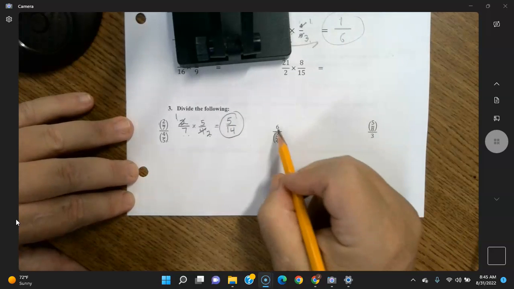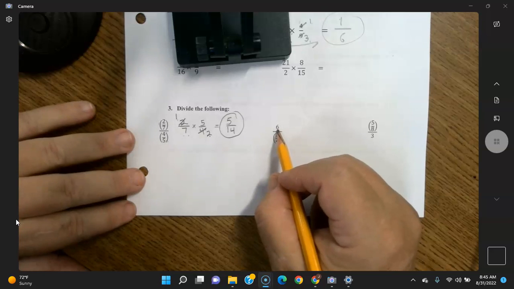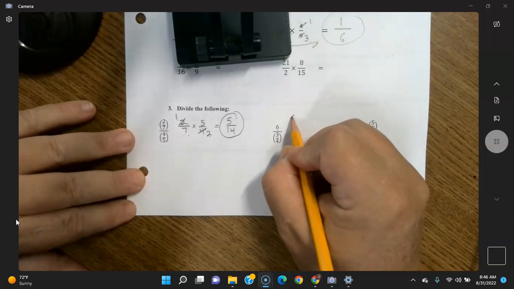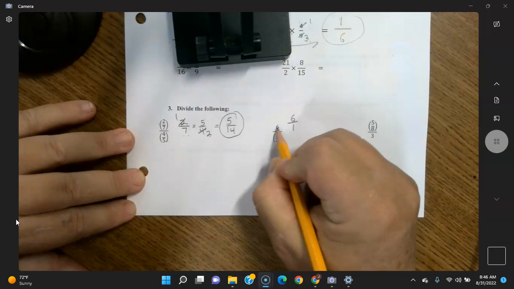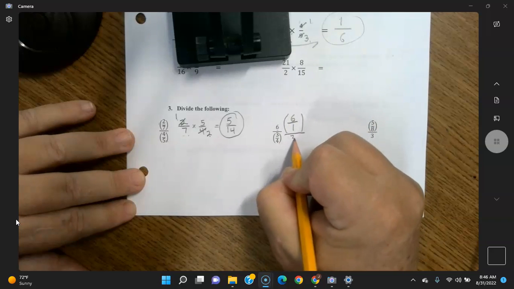When it's a whole number or an integer, whatever you want to call it, pretty much the same thing, not exactly, you put a 1 underneath any whole number or integer to make it a fraction. So this is going to become 6 over 1, and then the bottom is already a fraction, 3 over 4.